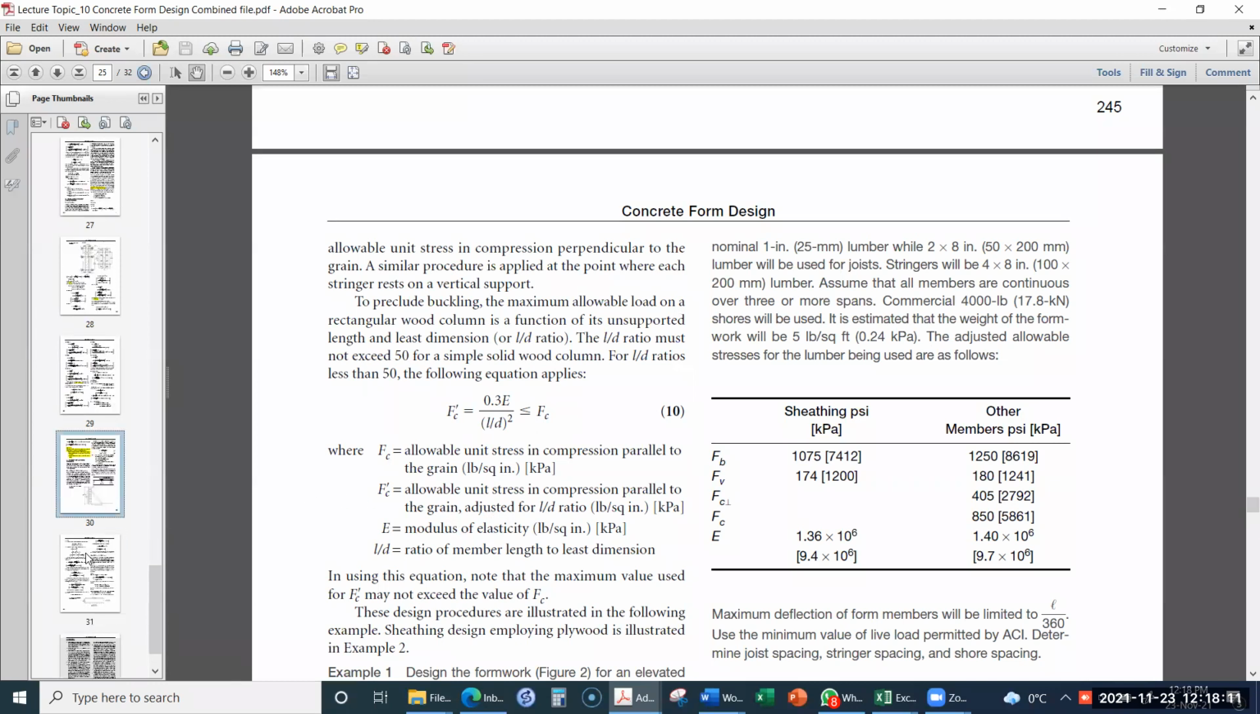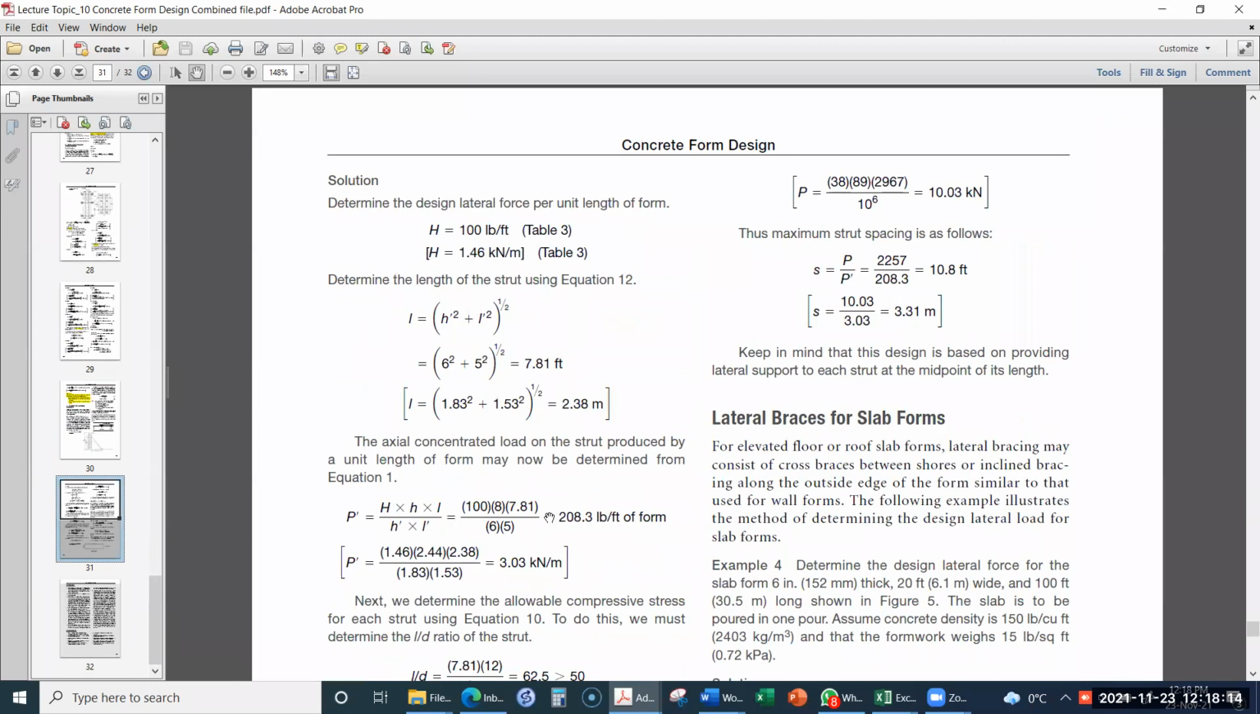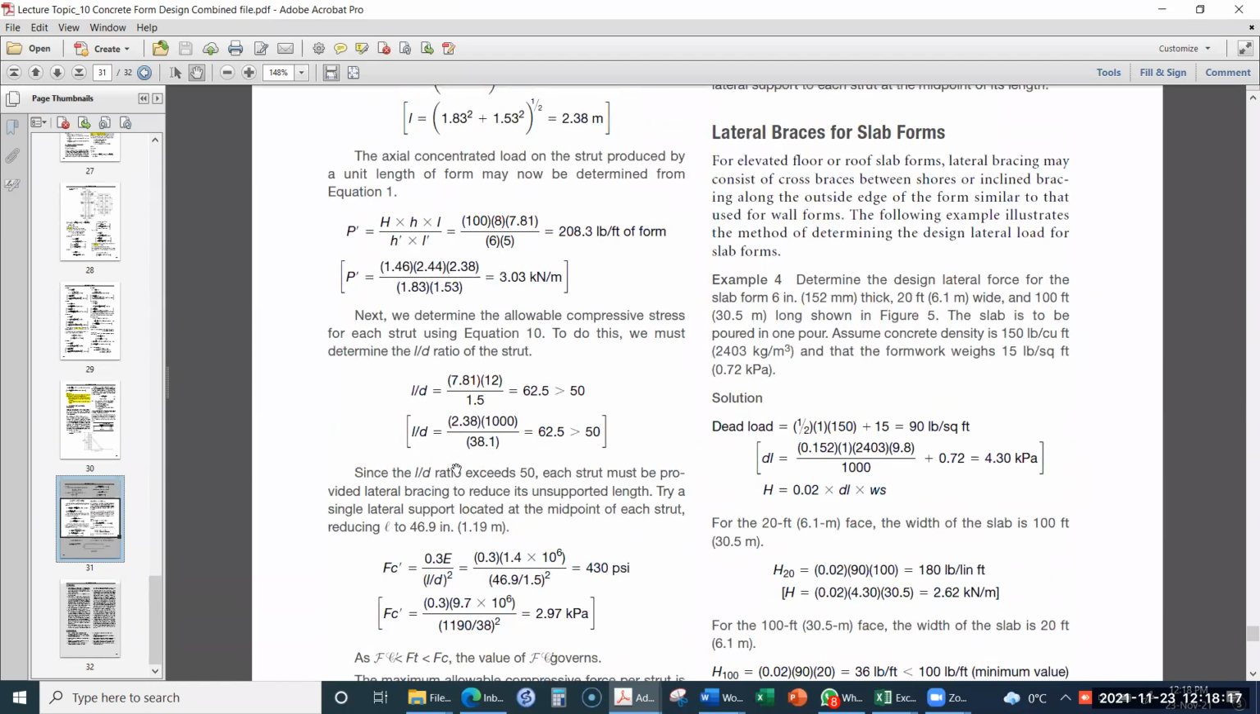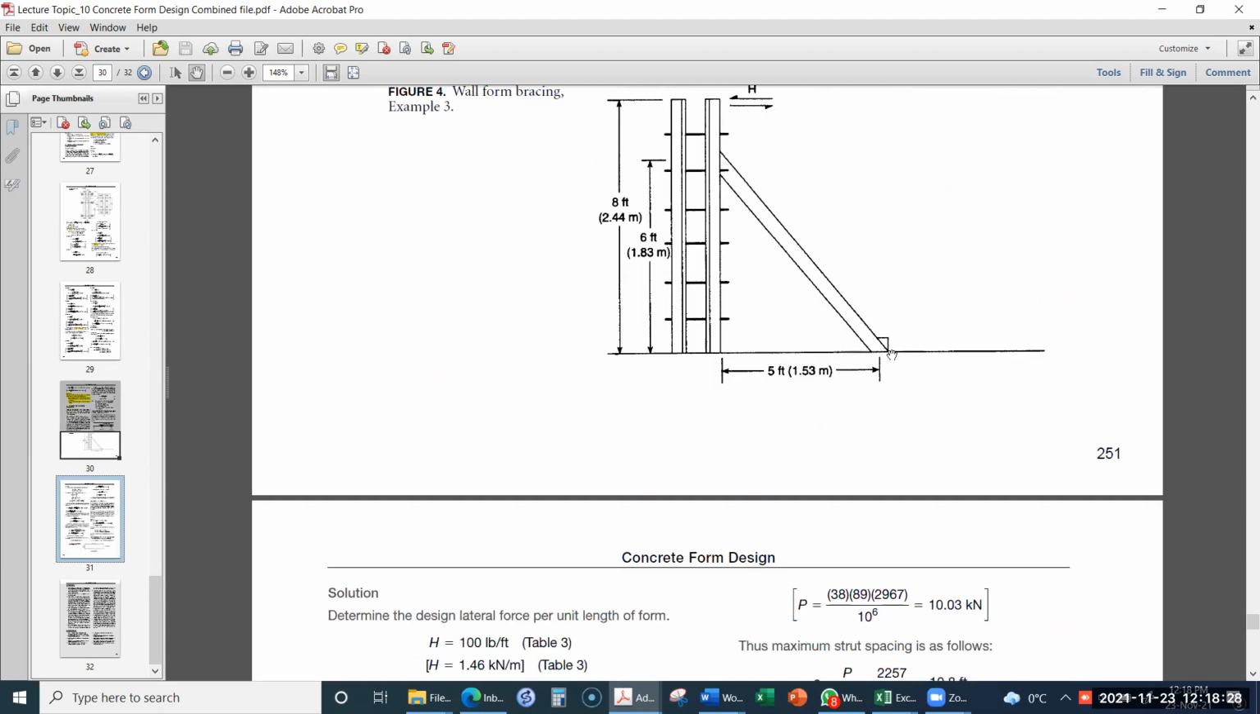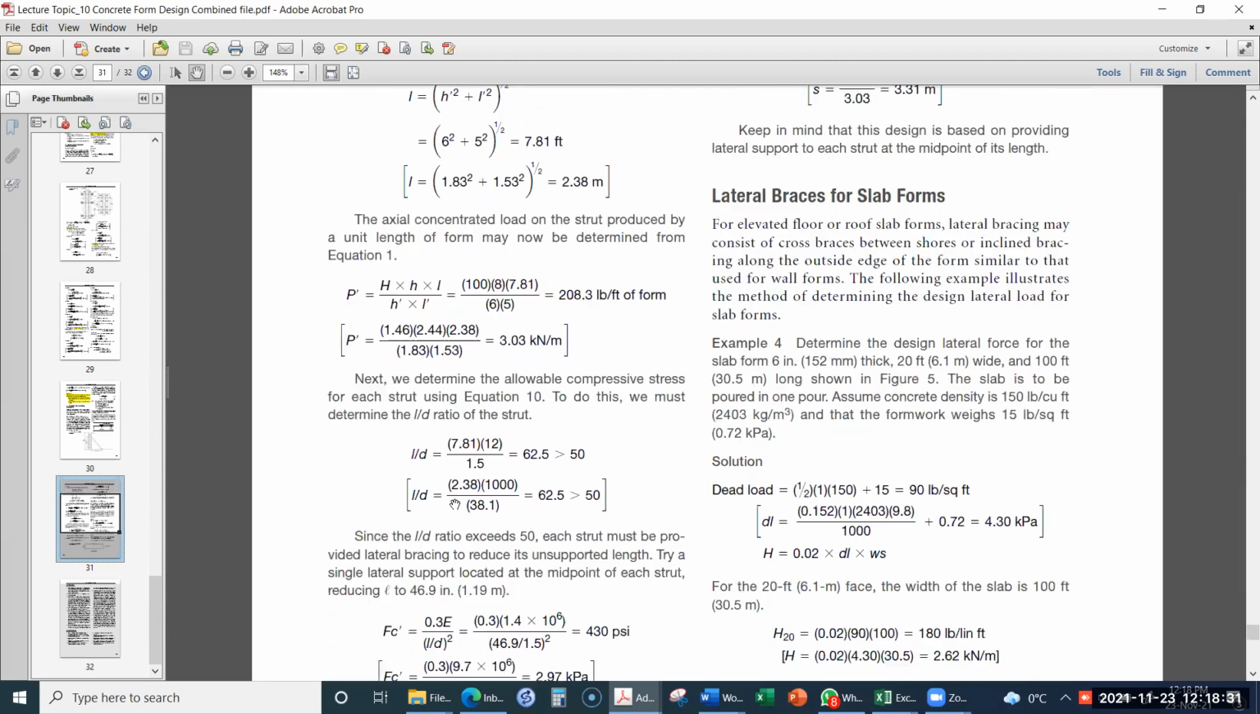Okay, so now we go back to here and then we first determine the L over D ratio for this strut, that is this member. L is the length that we already determined, 2.38 meter, and we convert it into millimeters, so we multiply it with 1000, and divide by its least lateral dimension, which is 38.1 millimeter. So why is it 38.1 millimeter?